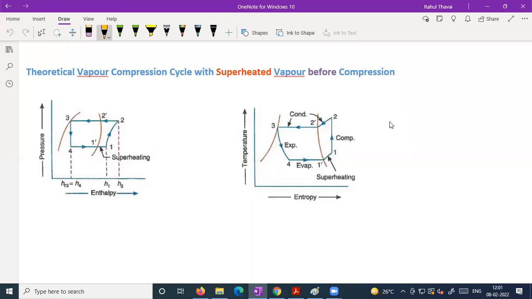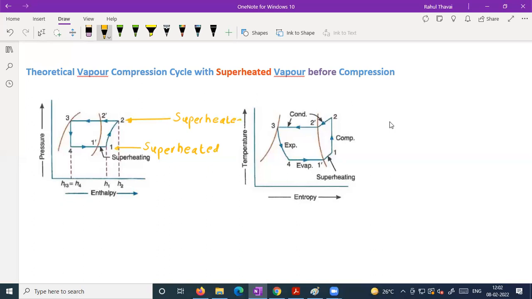That means point number one should lie on the right hand side of the curve. So this is a curve, and point number one is lying on the right hand side of the curve. So at point number one, we already have superheated vapor. To this superheated vapor, we are just increasing its temperature. So again at point number two, we have superheated vapor.